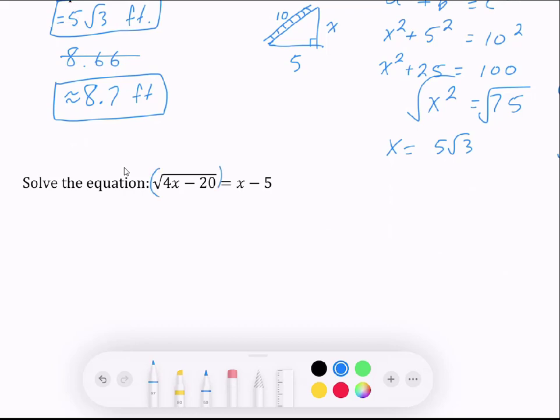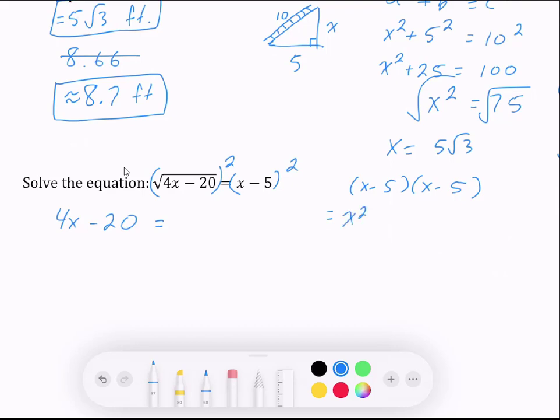Solve and then check. All right, so we're going to square both sides. It's already isolated, so we're going to raise it to the second power. So that we have 4x minus 20. And be careful with x minus 5 squared. Remember, that's actually something we have to multiply out. So let's see. x minus 5 times x minus 5. What would that be?